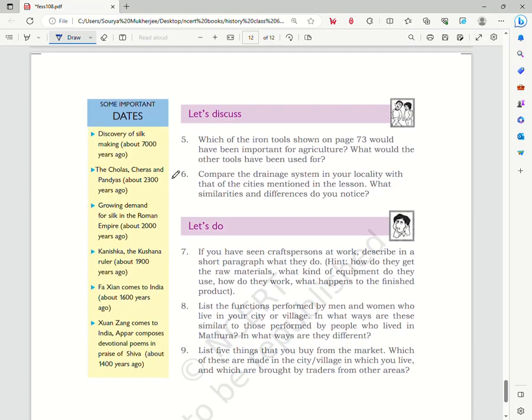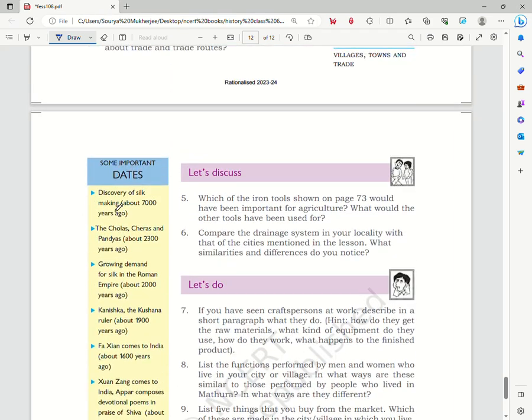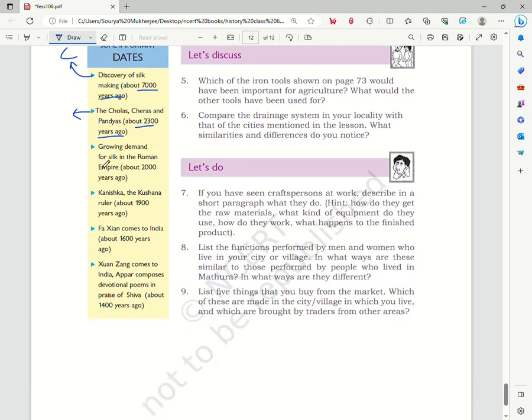Oh, here are some more important dates that we missed. So let us see this. Discovery of silk around 7,000 years ago. So silk was discovered in China. The Cholas, Cheras, and Pandyas, these are the Sangam kingdoms that we saw in southern India. These are around 2,300 years ago. Growing demand for silk in the Roman Empire, it is 2,000 years ago. Kanishka, the Kushan ruler, that is 1,900 years ago.